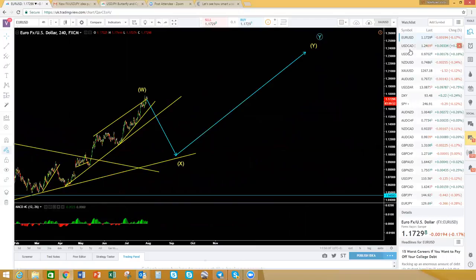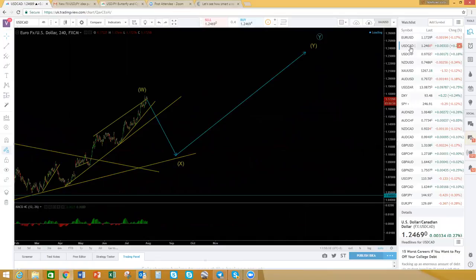So now I'm going to run a bit fast. You guys know all the patterns now. I'm going to look at US dollar CAD, one of my favorite pairs. We actually made a lot of money on this pair this year.